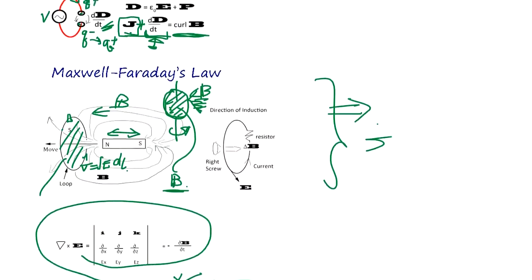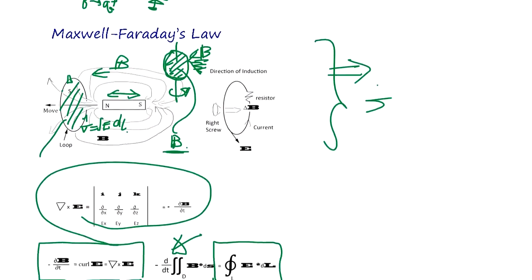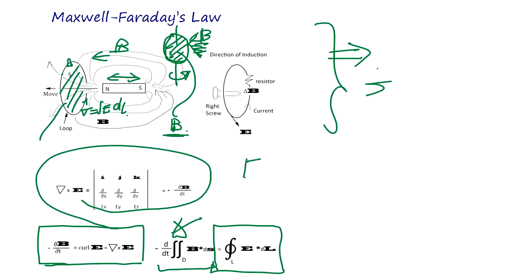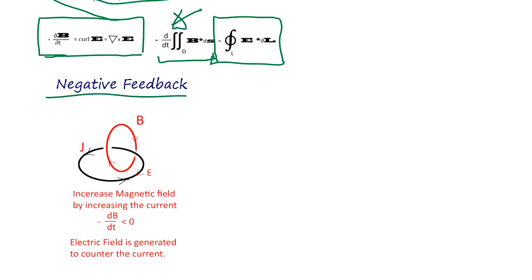And now the last topic is this. You may wonder: the current generates a magnetic field, and a magnetic field change generates the current. Ultimately, E causes the current. So it's kind of a feedback loop, right? So which direction is the feedback? It's a negative feedback. That means the electromagnetic field system resists the change.